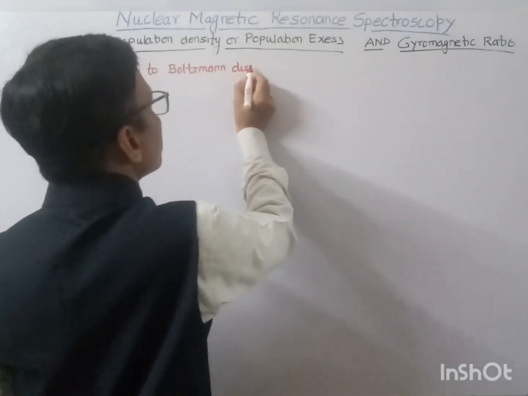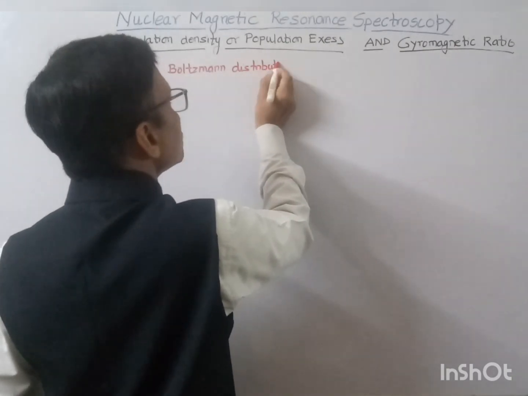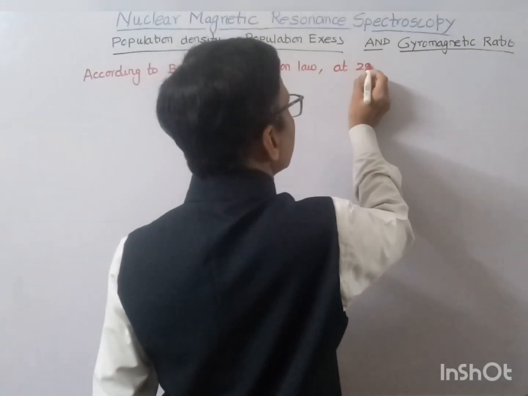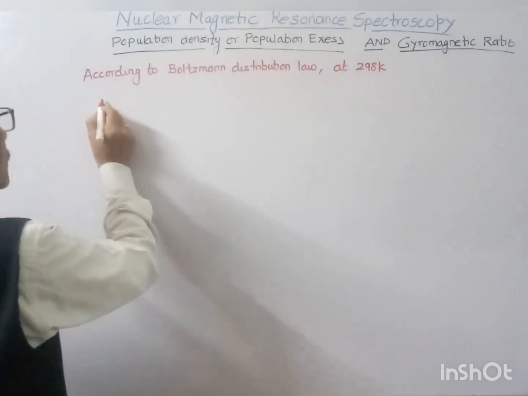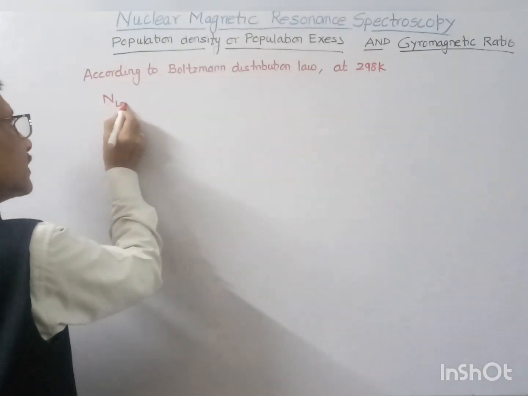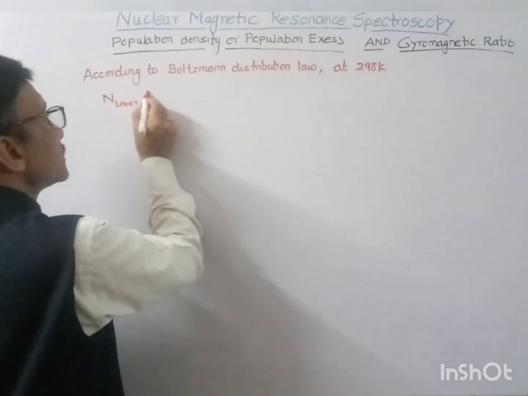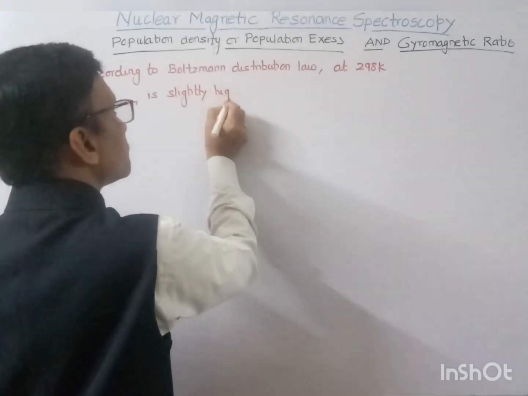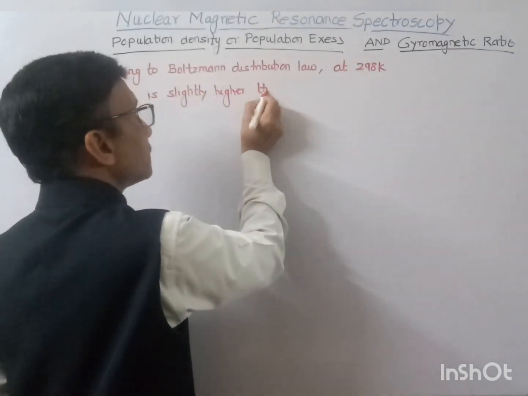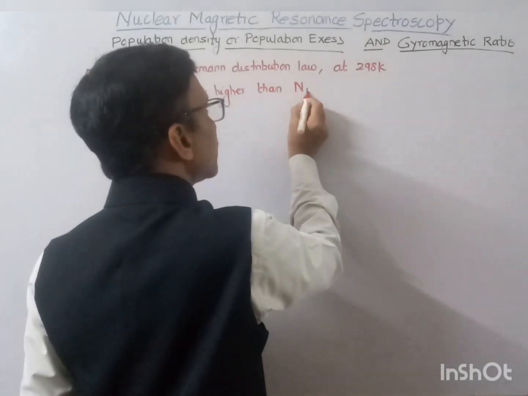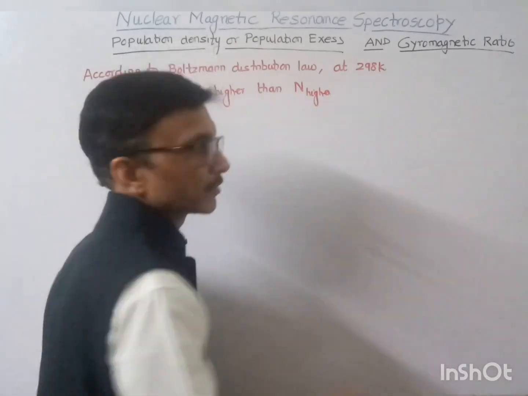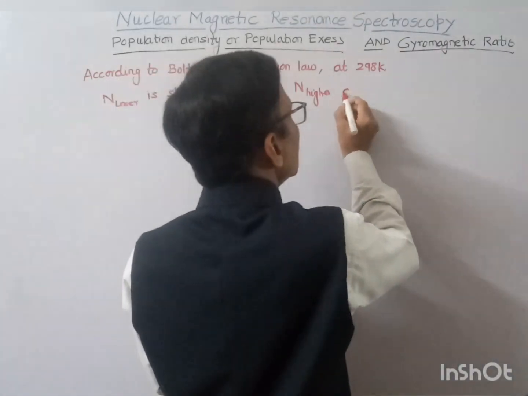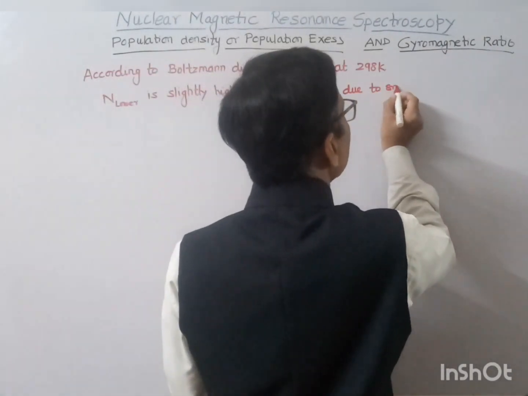So according to Boltzmann distribution law, at 298 Kelvin, the number of nuclei in lower energy state is slightly higher than the number of nuclei in higher energy state, and this is due to the small energy gap between these two states.